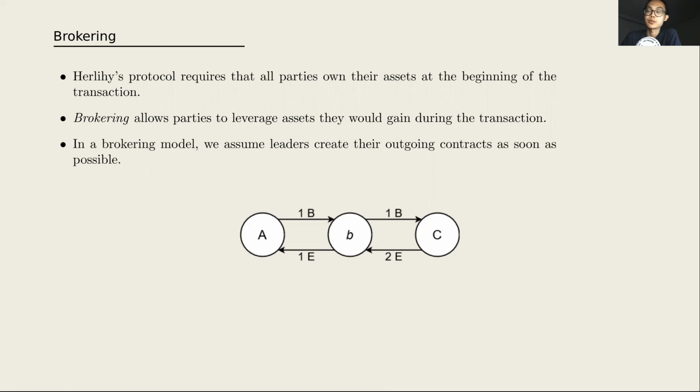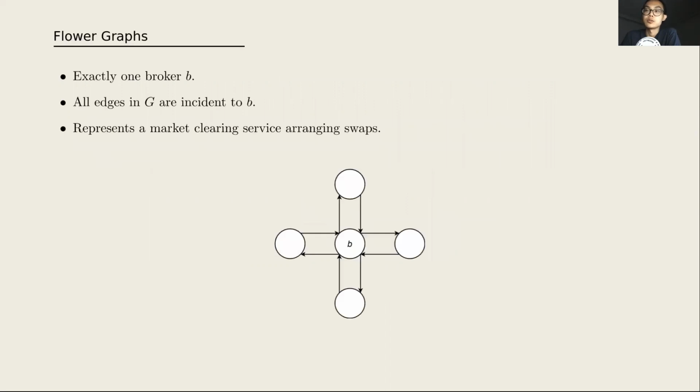Here we don't consider a specific implementation of brokering, just brokering as a high-level action or abstraction that parties can partake in. In this work, we're interested in a special transaction graph type called flower graphs. The name comes due to the topology of the graph. Flower graphs have exactly one broker, and all edges in the graph are incident to this broker. Meaning parties don't swap amongst themselves, and they only swap with the broker. Additionally, parties other than the broker all have their assets at the beginning of the transaction.